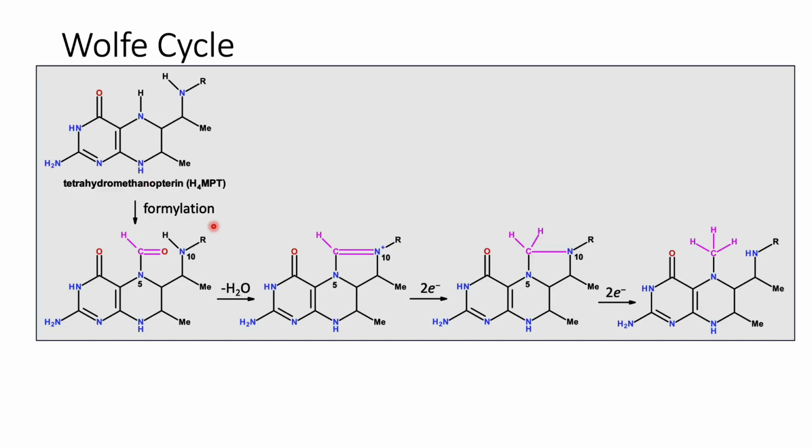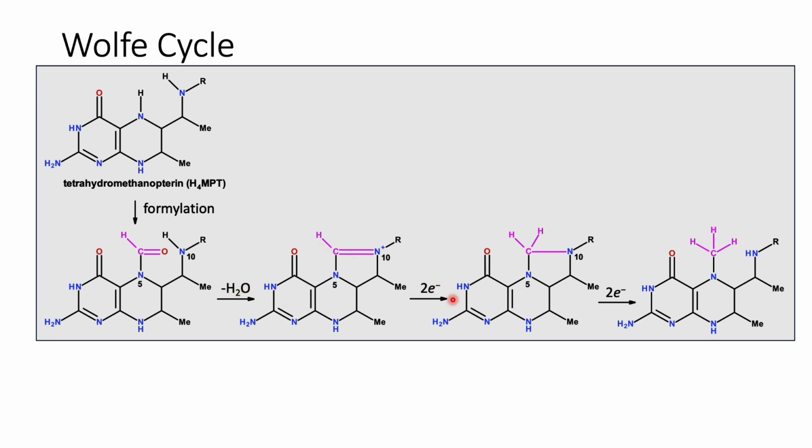So here, H4MPT is the tetrahydromethanopterin, and this compound structure is shown here. The first stage is the formylation reaction, that is, the N-formylation reaction. So this is the fifth nitrogen, and the formylation happens on this particular nitrogen. The next stage is that we have an amine and an aldehyde group. So this aldehyde and the amine react to give the Schiff's base. That is the next stage, which happens with the loss of a water molecule.